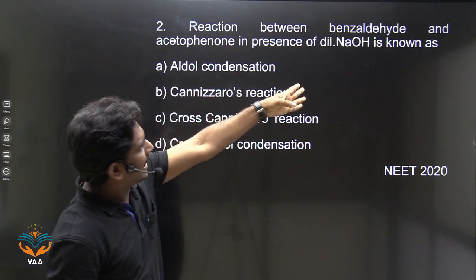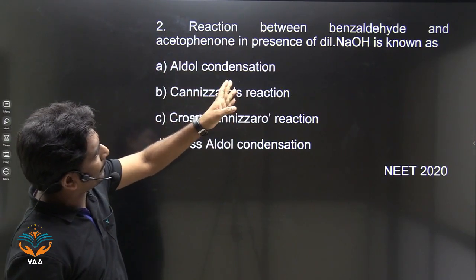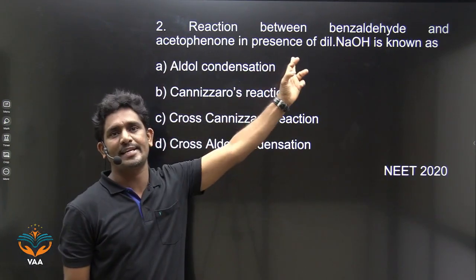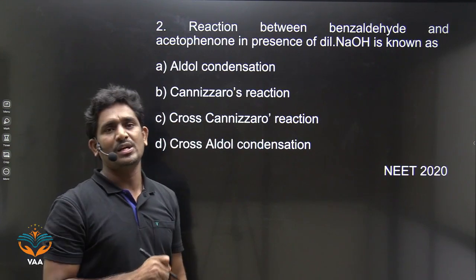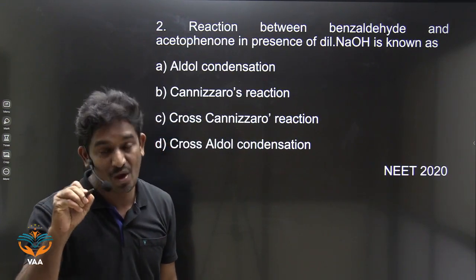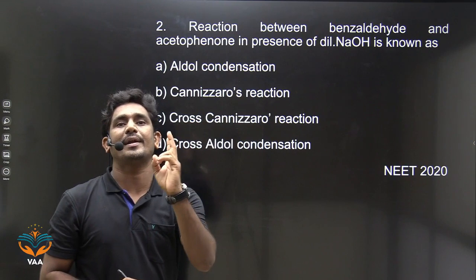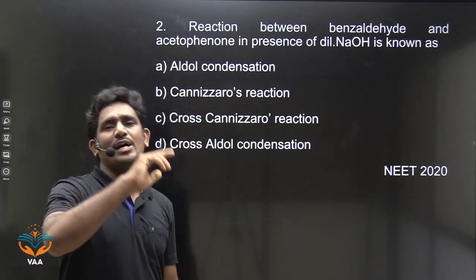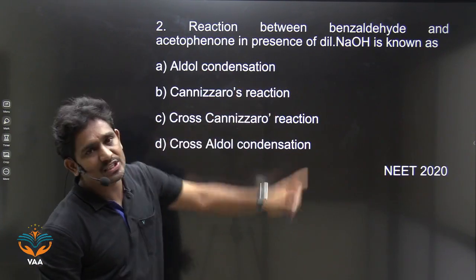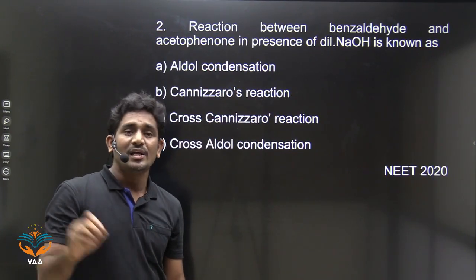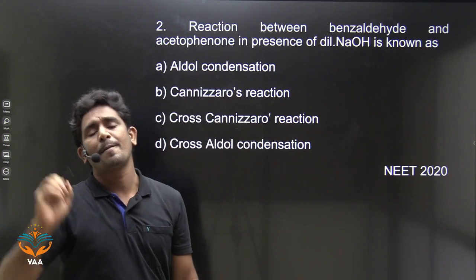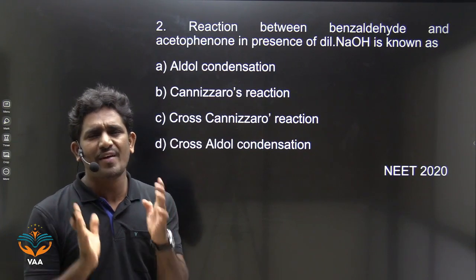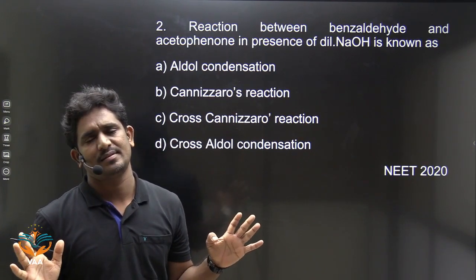Reaction between benzaldehyde and acetophenone in the presence of dilute NaOH is known as. The moment you see dilute NaOH in carbonyl compounds, you have to remember two named reactions. What are those? Aldol condensation and Cannizzaro reaction. If it is dilute NaOH, that is aldol condensation beta. If it is concentrated NaOH, that is Cannizzaro reaction beta. Okay, very important named reaction it is.